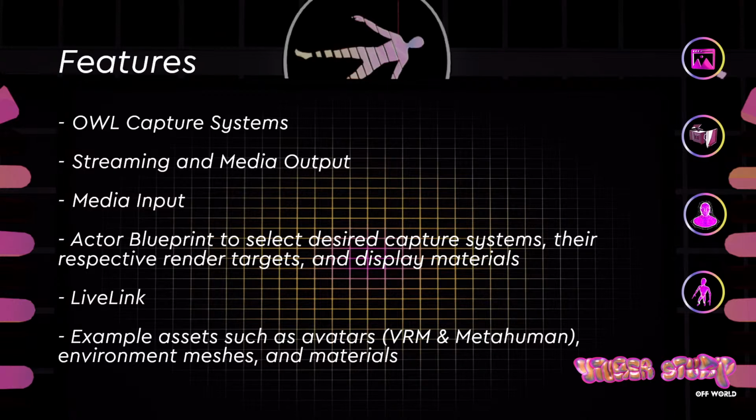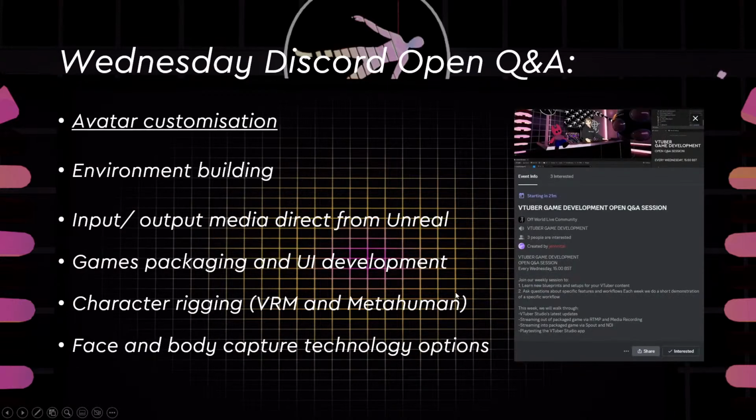We've also included different media inputs, so you can stream different videos into Unreal seamlessly, and with that we've created an actor blueprint that will allow you to select desired capture systems, their respective render targets and display materials. And finally, which is the highlight of today, we'll be talking about how to use some of these example assets such as avatars. So we put in some VRM and Metahuman characters, some environment meshes, as well as materials.